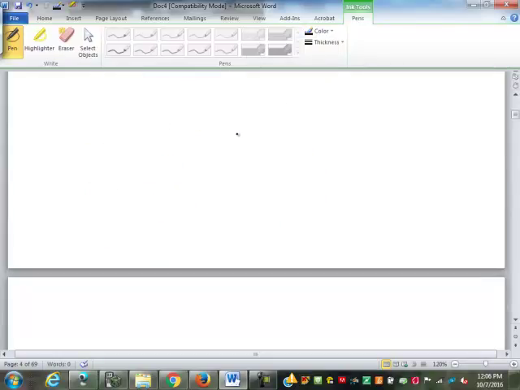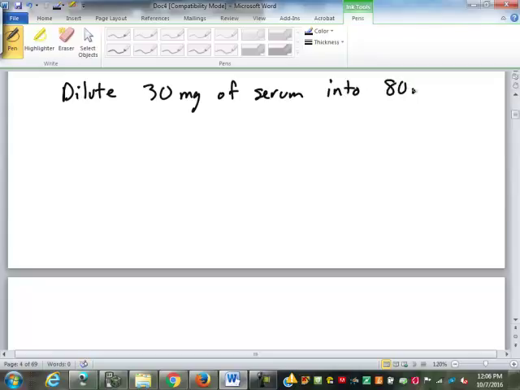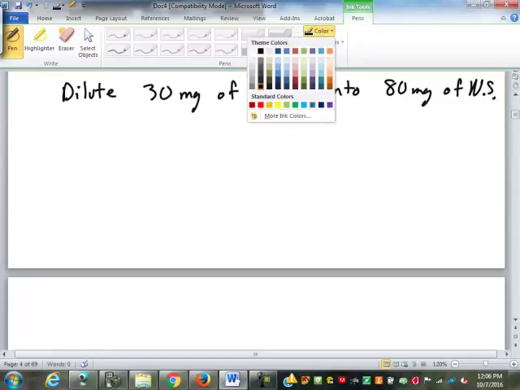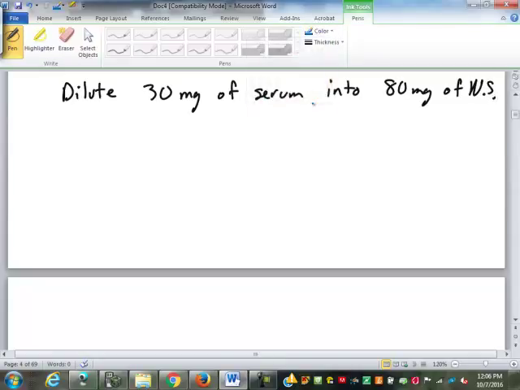So where does this number come from? 3 in 10 dilution, 1 in 6 dilution. What does it mean? Where does it come from? What are we going to do with it? Well, let's say we are going to dilute 30 milligrams of medication into 80 milligrams of normal saline. What dilution have we created here?